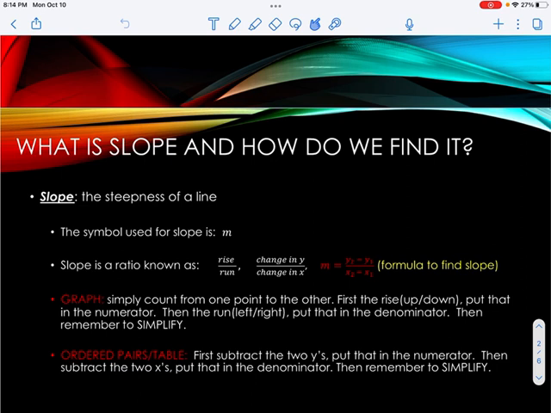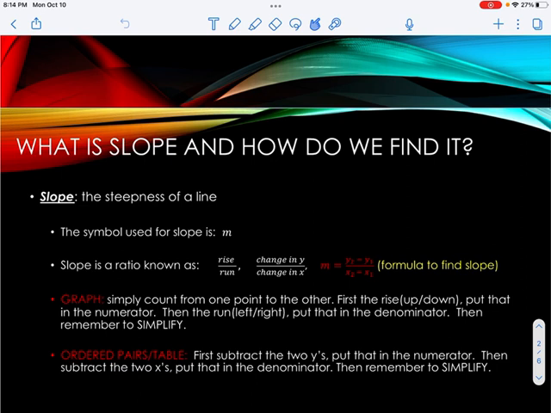Now, stop and think for a second. On a coordinate plane, on a graph, which one is the rise? That would be your y values. Your y values would be your rise. Your run would be your x values, because that's the horizontal axis. The y values are the vertical axis. So rise is y's, run is x's. So a second way that we refer to it is simply change in y over change in x.